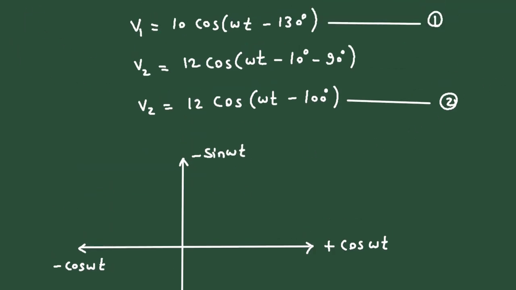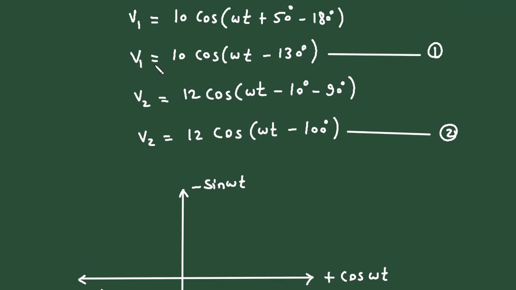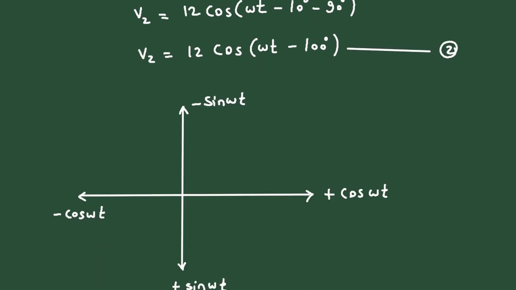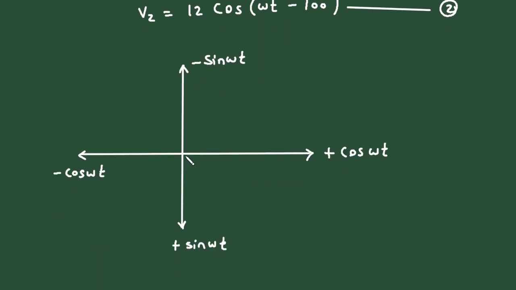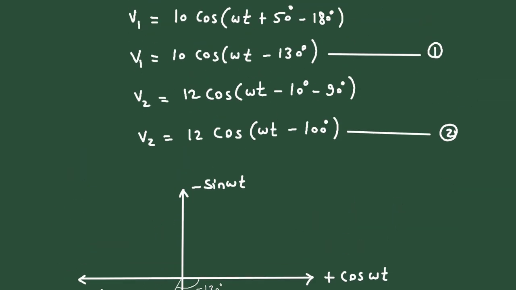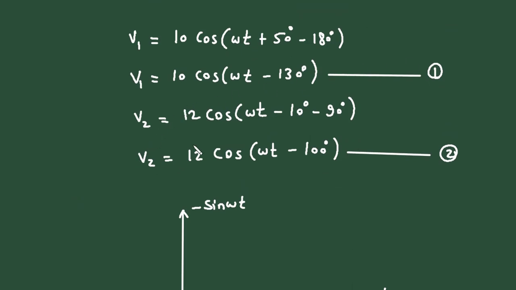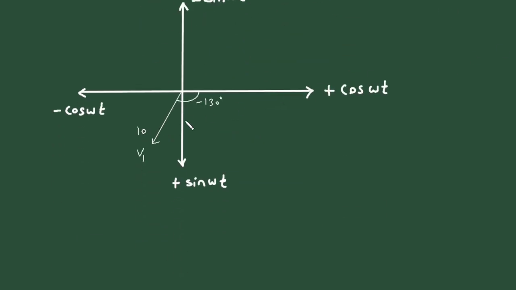Now let's draw V1 first. The amplitude of V1 is 10 and the angle is minus 130 degree with reference to cos. So here this is cos and this is 90 degree. So somewhere here this will be the angle of minus 130 degree, and this is V1. Now next is V2, and also remember the amplitude is 10. So here the amplitude is 10.